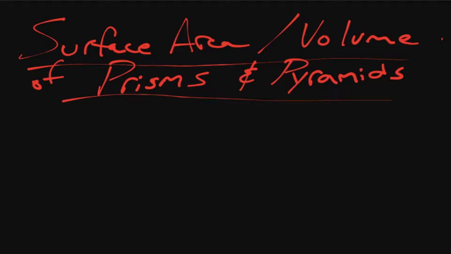Okay, so in this video we're going to look at surface area and volume of prisms and pyramids. So by definition, surface area is the number of square units needed to cover the surface of a three-dimensional object, and the volume is the amount of space that an object occupies measured in cubic units. And then let's move to prisms.